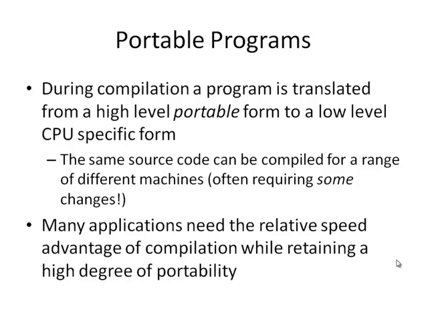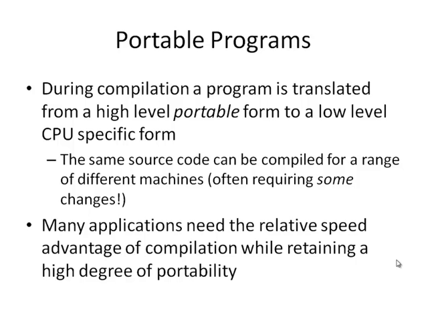During compilation, we take a program from a high-level portable form to a low-level form that's specific to a particular range of CPUs. And the same source code, one set of source code, can be compiled for a range of different machines, often requiring some changes. And some of these can be implemented in your program using things like preprocessor directives, those things like hash include, for example, so that depending on whether you're compiling it for a Mac or for a Windows PC, different libraries might be included, for example.